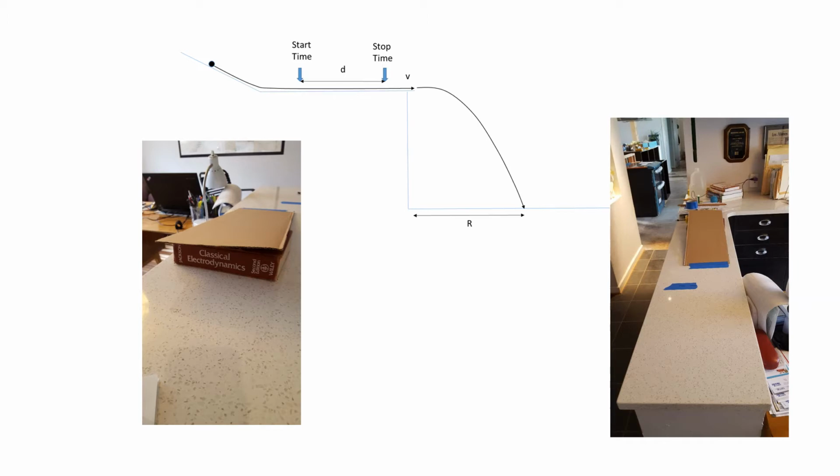We begin by making 2 marks on the countertop that are a distance d apart. Using a timer such as a cell phone app, you measure the time for the ball to roll from the start to the stop. And then the ball speed will be the distance between the start and stop divided by the time.